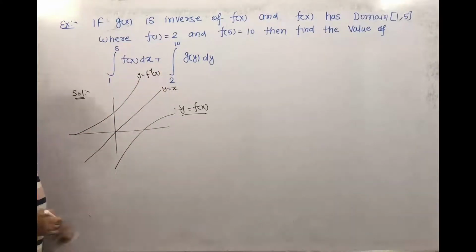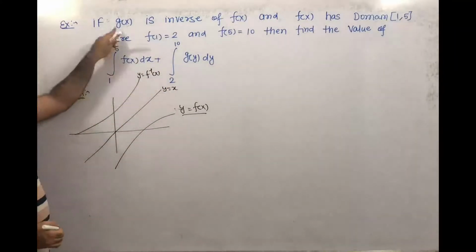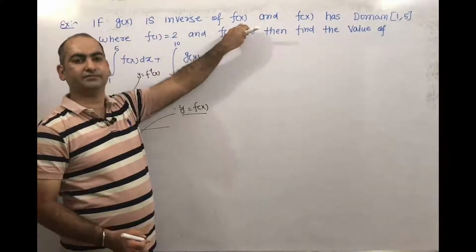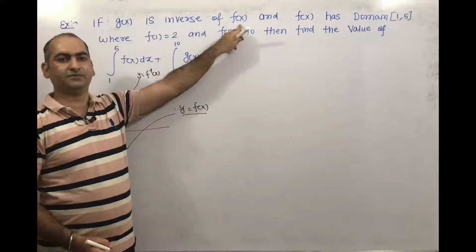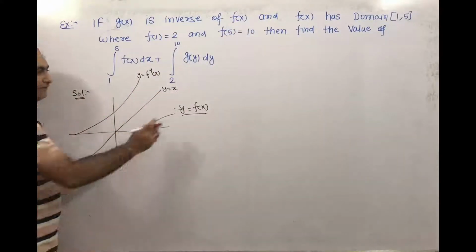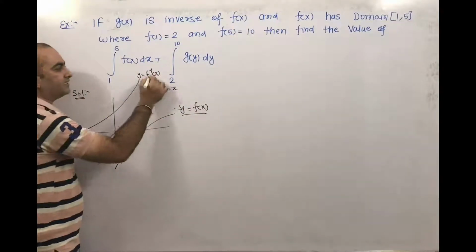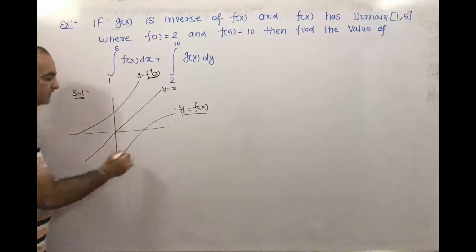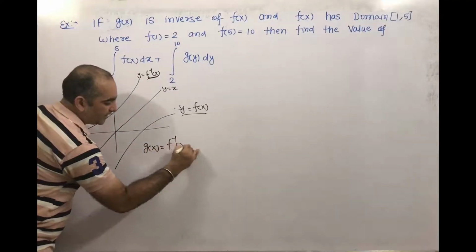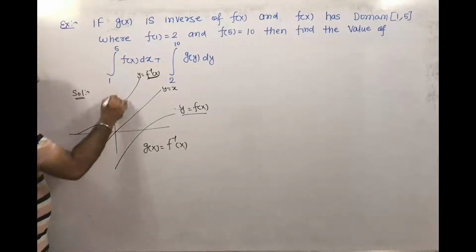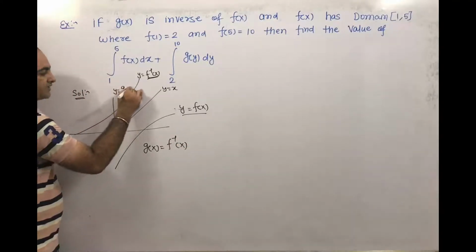So in this one what we are saying is that g(x) is the inverse of f(x). That means f inverse x is this one, and this is nothing but g(x). So what we are saying here is that g(x) is nothing but f inverse x. So we are saying that this function is y equals g(x).